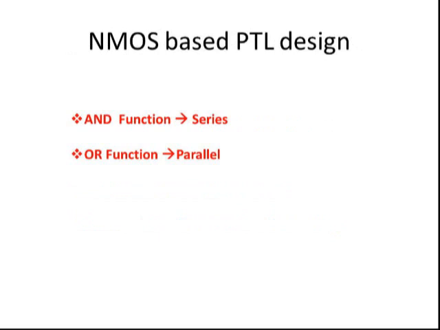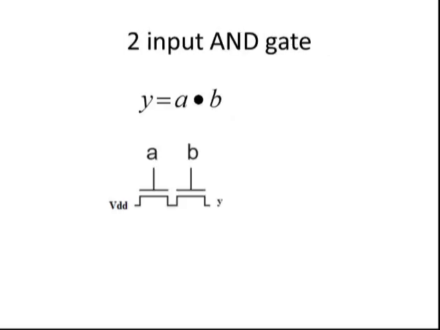We can easily design the PTL design using the MOS. If I want to design an AND gate function, I have to connect the transistors in series. If I want to design an OR gate, I have to connect them in parallel. So this is the implementation of a simple two input AND gate design. Now VDD is connected to the source and passed to the output. Now this will give Y equal to A dot B.